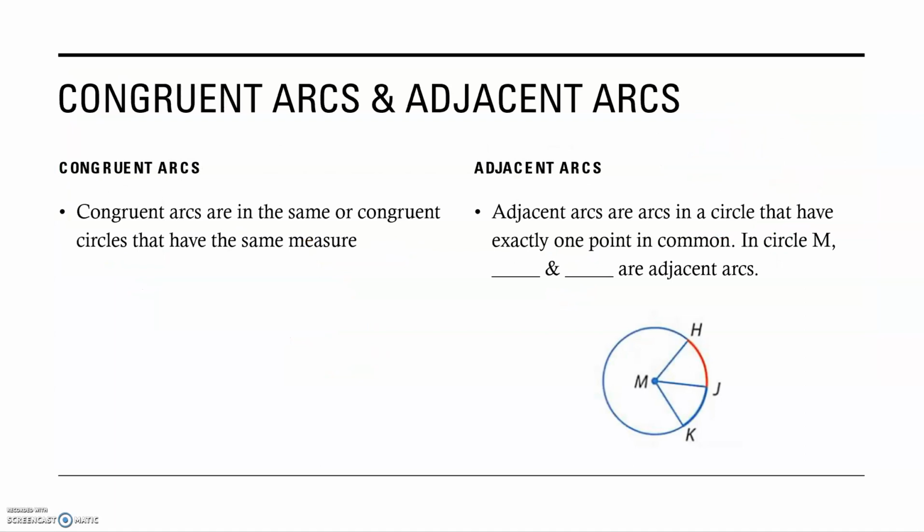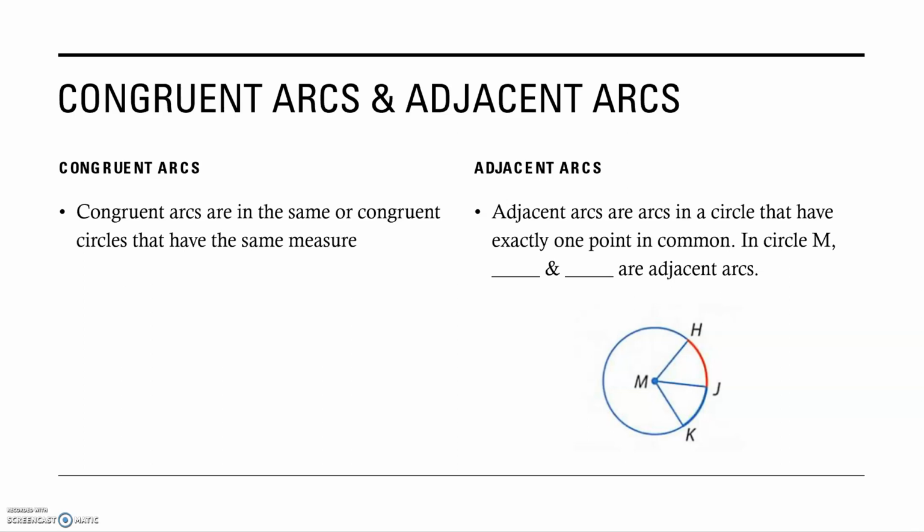Congruent and adjacent arcs. Congruent arcs are in the same or congruent circles that have the same measure. Okay, so just any arc that has the same measure can be congruent arcs. And adjacent arcs are arcs in the circle that have exactly one point in common. So they share an endpoint.